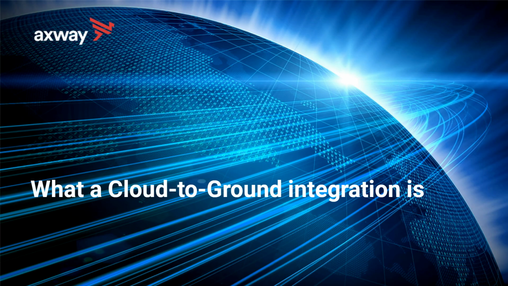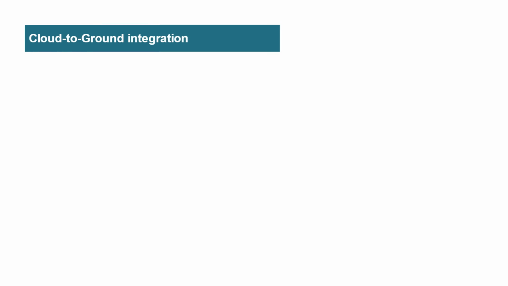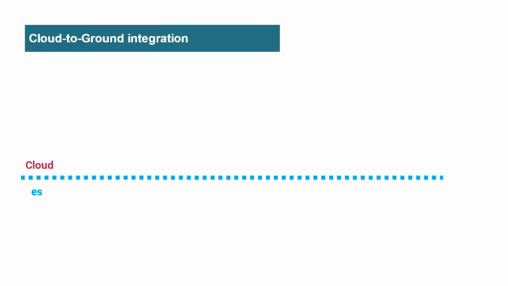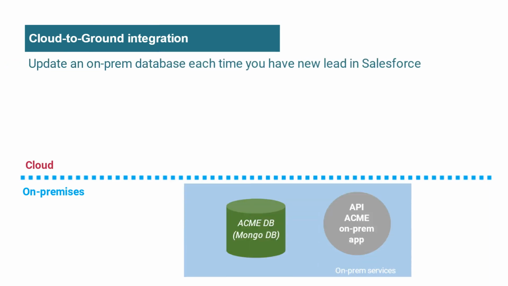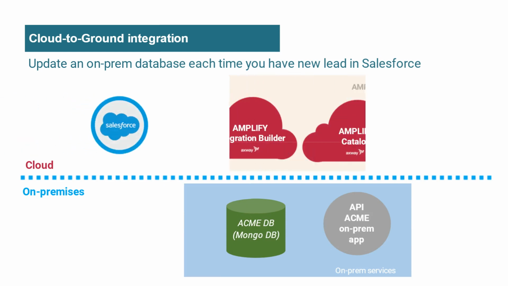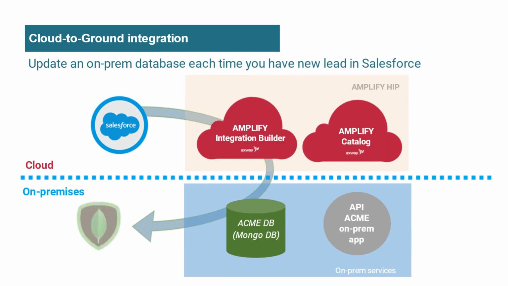Let's start by planning our cloud-to-ground integration. A cloud-to-ground integration is when you create a logical flow between a cloud app and an on-premise app. For example, you may want to update an on-prem database each time you have a new lead in Salesforce. So to do this, we'll use Integration Builder to implement a cloud-to-ground integration between Salesforce and an instance of a Mongo database running on-premise.